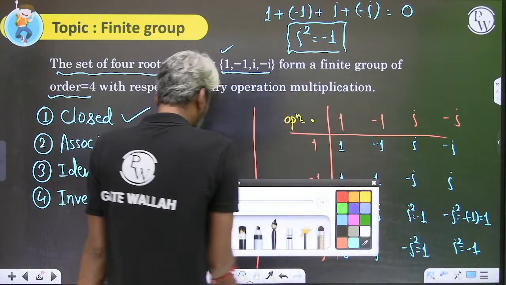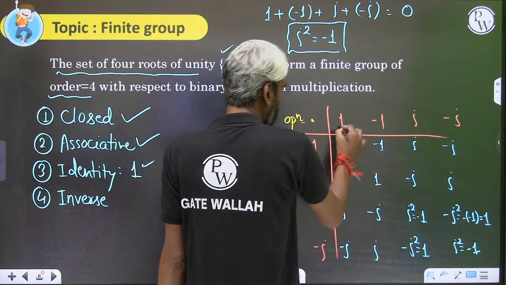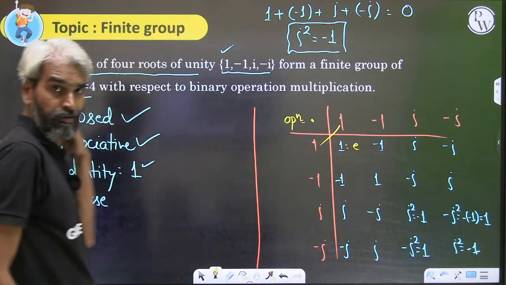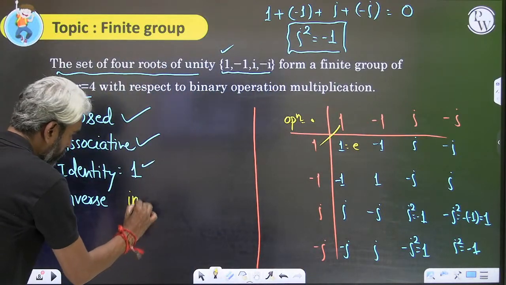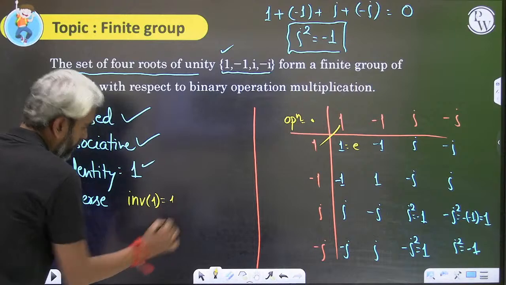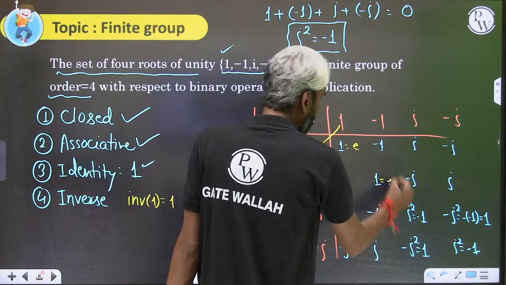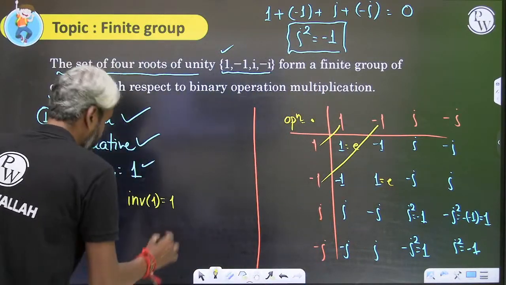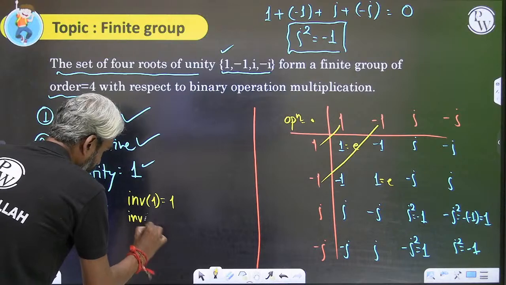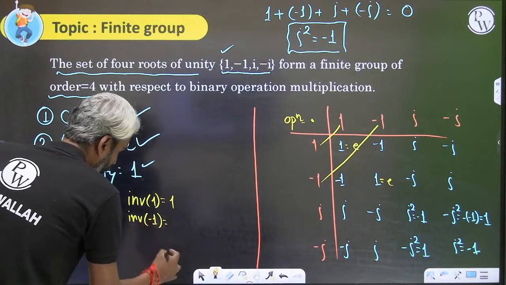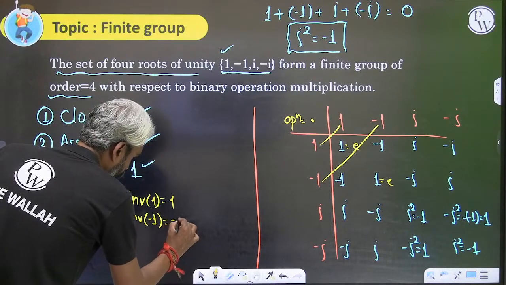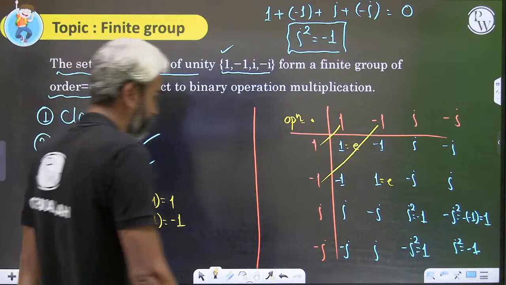Now, if we look for the identity element, so here is the identity element, therefore inverse of 1 will be 1. Inverse of 1 equals 1. Now, here is the identity element, therefore inverse of minus 1 will be minus 1. When we perform the operation of minus 1 with minus 1, the result is 1, therefore inverse of minus 1 is minus 1.